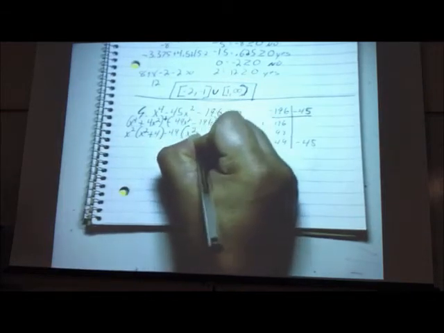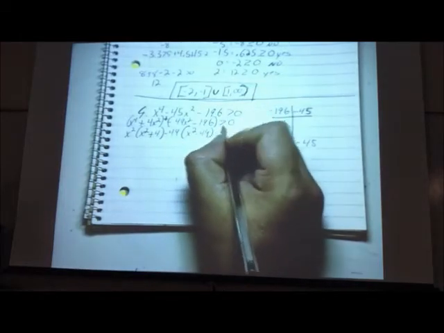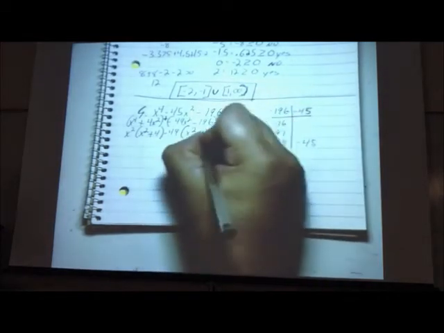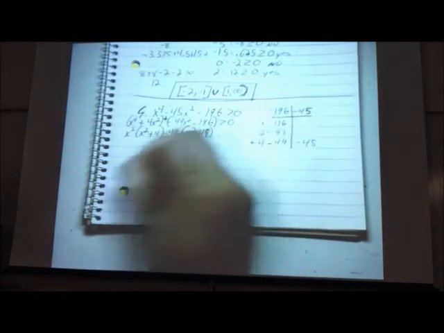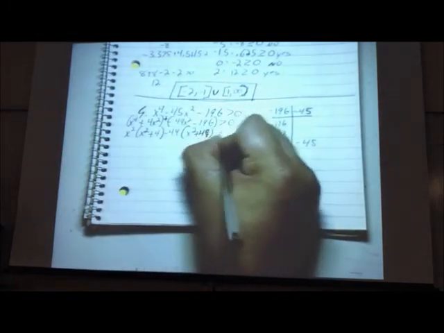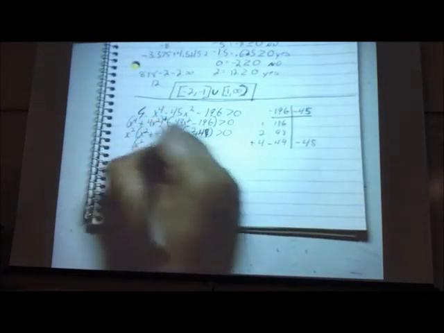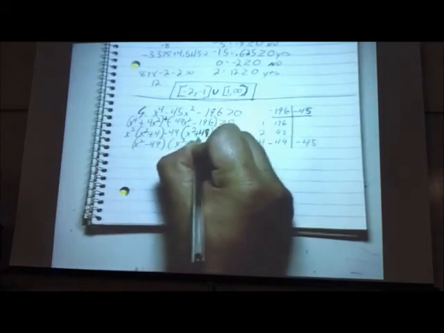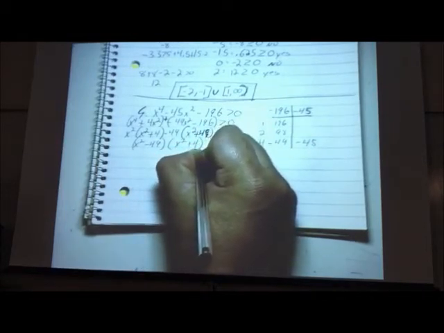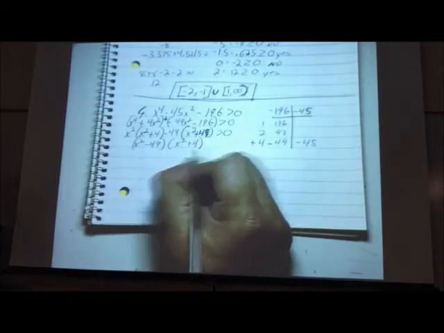That leaves me with x squared plus 4. Plus 4, yes, perfect. Now I combine: x squared plus 4 times x squared minus 49.